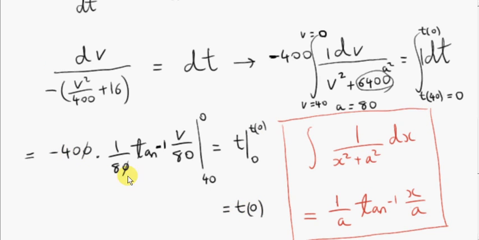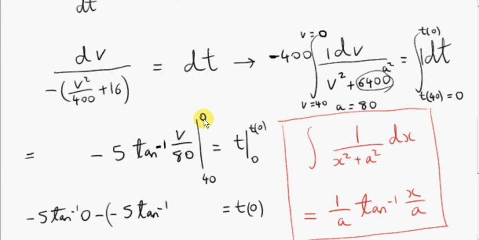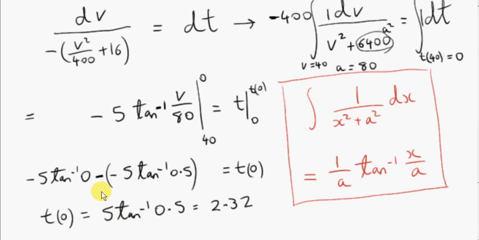So simplifying a bit here, we get minus 5. We plug 0 in for v, so we get minus 5 inverse tan of 0. Then we have a minus sign. Copy this out again: minus 5 inverse tan of 40 over 80, which is a half. So this works out to: 5 inverse tan of 0 is 0, so we get plus 5 inverse tan of a half. Make sure your calculator is in radian mode. So the time when v is 0 is 2.32 seconds.